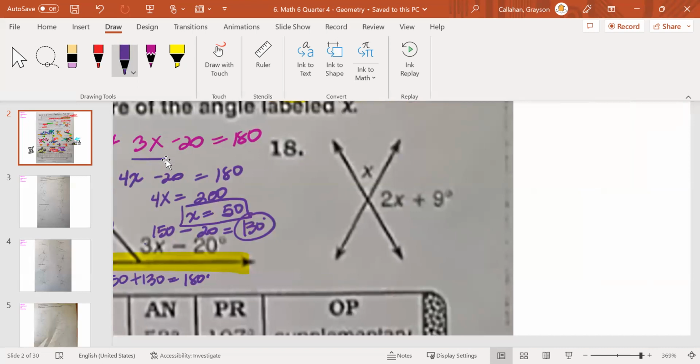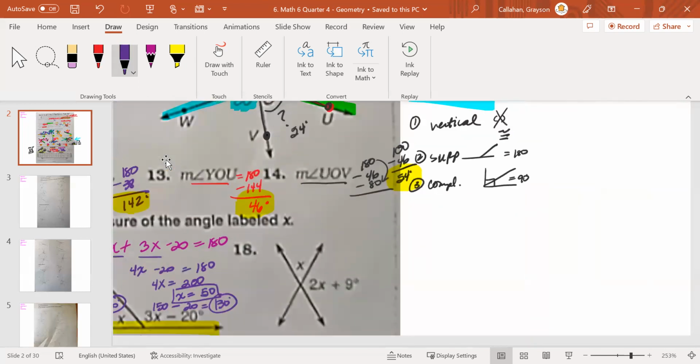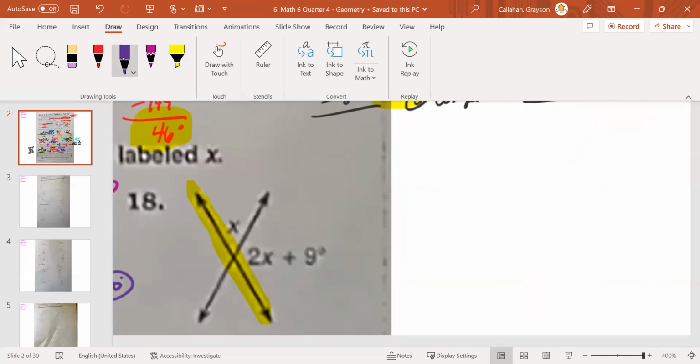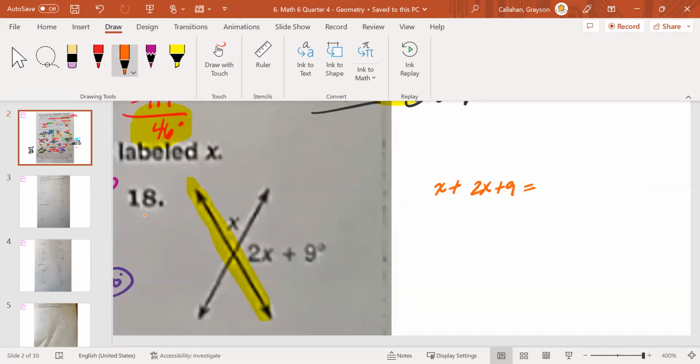Number 18. Okay, look at this one. Which one are you going to use? You only have 3, remember? Which one does this one match? Supplementary. You got it. Yep, supplementary. Do you see the straight line right here? Supplementary means they add up to what? 180. So I have x plus 2x plus 9 equals 180 degrees. Combine like terms. Subtract the 9 on both sides. Divide it by 3 on both sides.